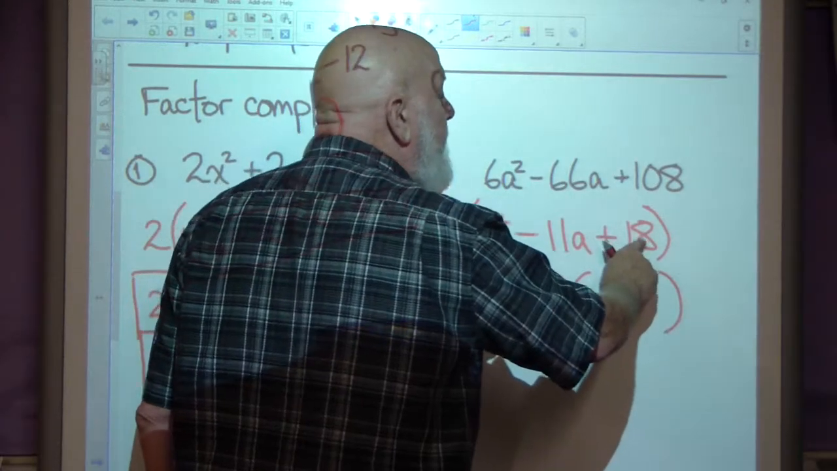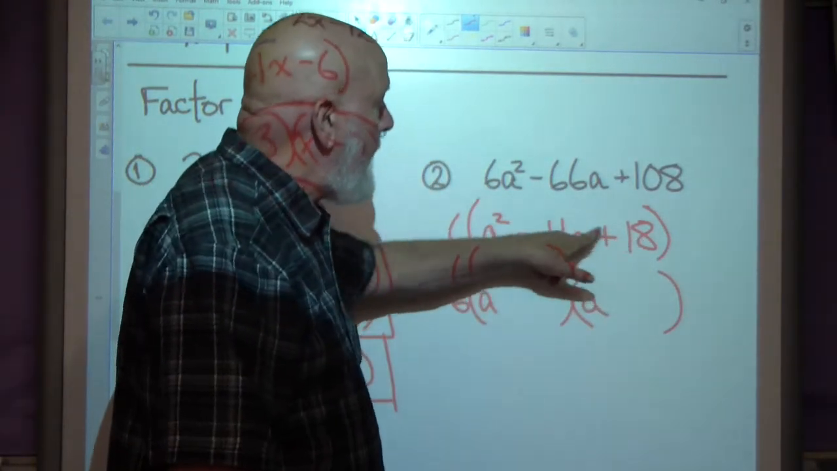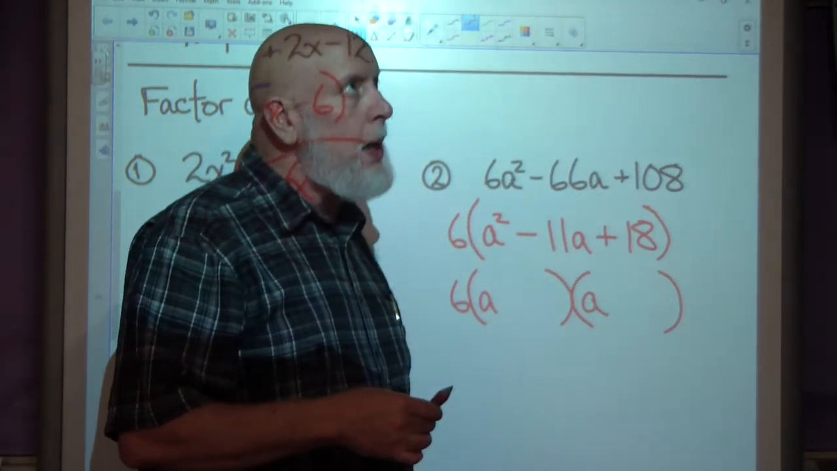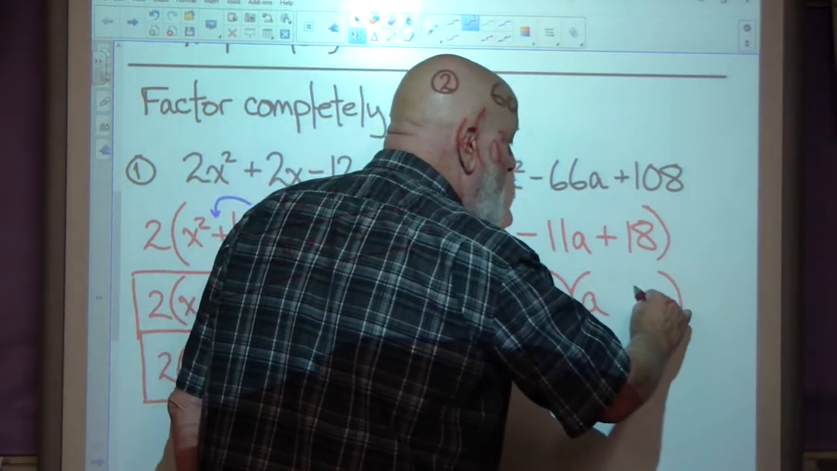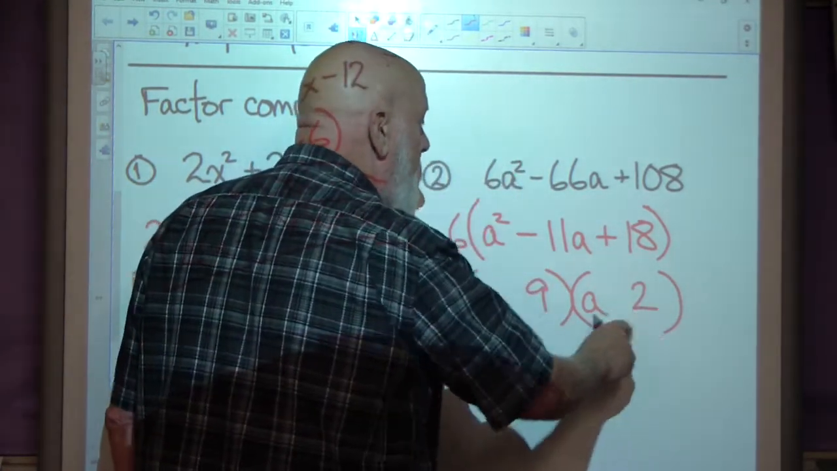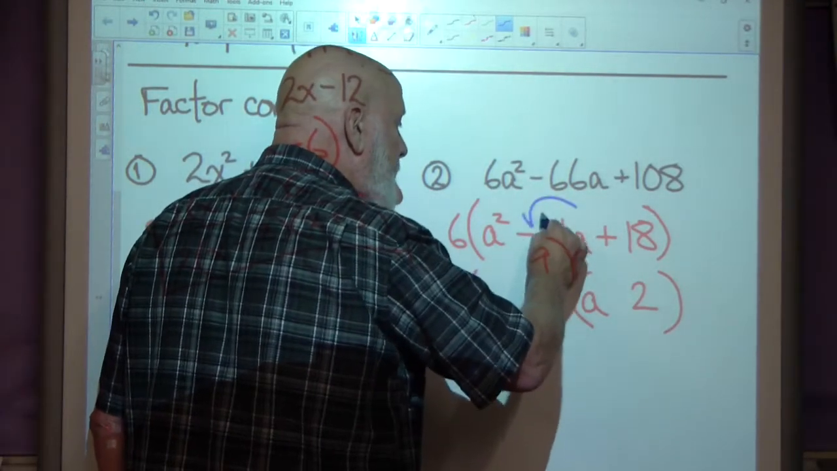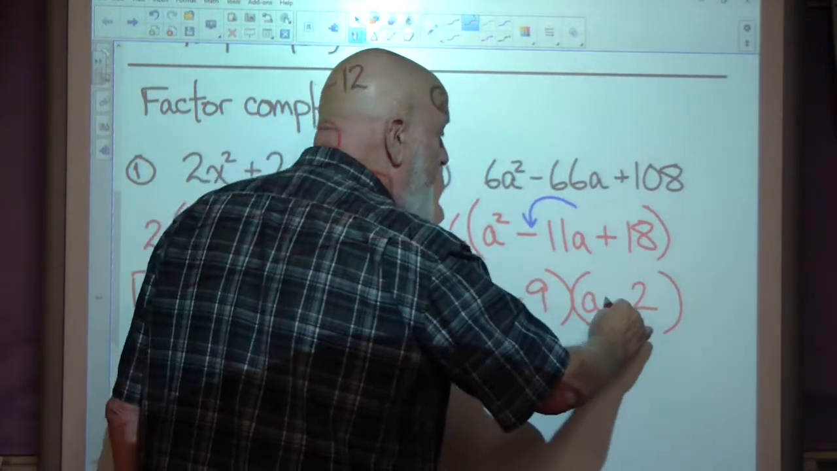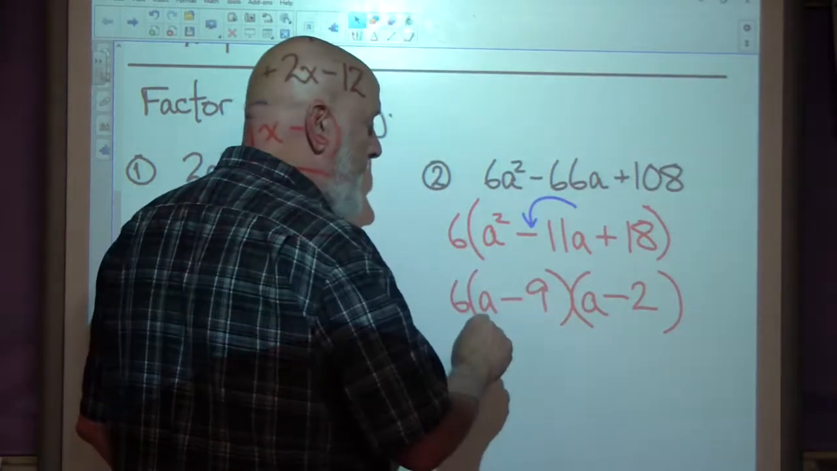I look for factors of 18. That's numbers that you can multiply together to give you 18. And those same numbers will add up to 11. And those numbers would be 9 and 2. Doesn't matter where I put the 9 or the 2. Could put the 2 here and the 9 here. What matters is they have to add up to -11. And the only way that could happen is if they're both negative. -9 plus -2 is -11.